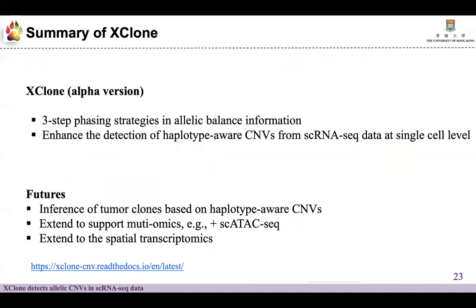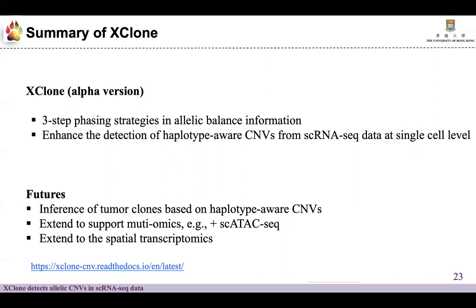Here is the summary of XClone. The highlight of the method is the three-step phasing strategy for the allelic balance information. With the phasing of the allele frequency, we can enhance the detection of haplotype-aware copy number variations from single-cell RNA sequencing data at the single-cell level.